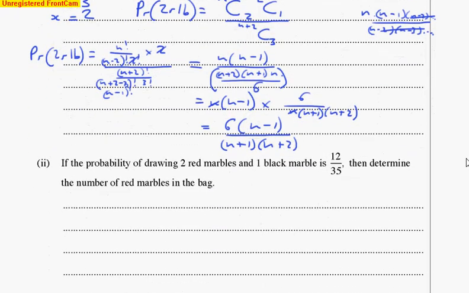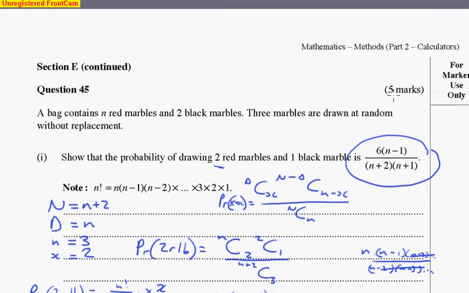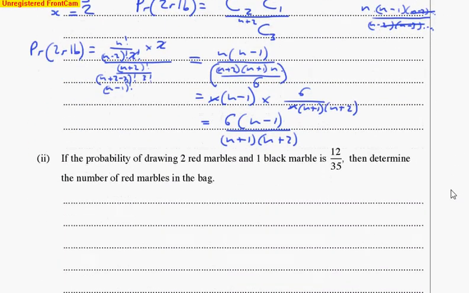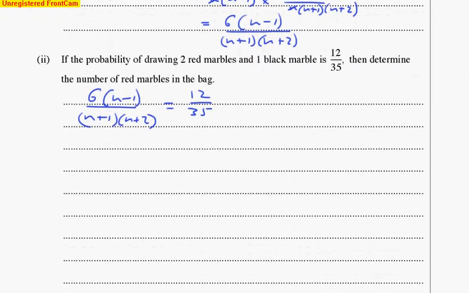The second part says, if that probability is 12 over 35, determine the number of red marbles in the bag. Now n, you will remember, is the number of red marbles in the bag, and there's the expression. So let's just write down what we've got. We've got that 6 into (n minus 1) over (n plus 1)(n plus 2), and that probability equals 12 out of 35. So it looks reasonably straightforward, hopefully, that we just have to solve that equation and find what n is.